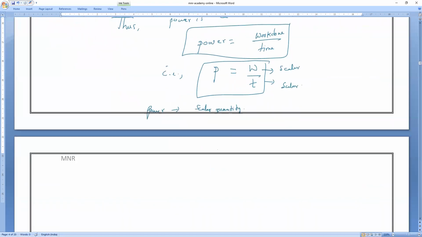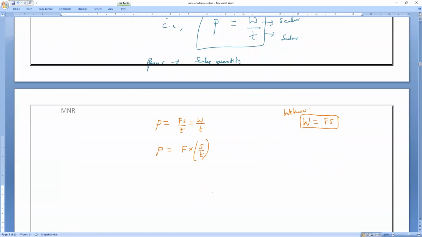Now, we all know work done is equals to what is the formula? Force into displacement, F into S. So can I replace in place of work done? Can I write it as Fs by T? Am I right or wrong? Work done by time, can I write as F into S by T? Verify it, everyone.